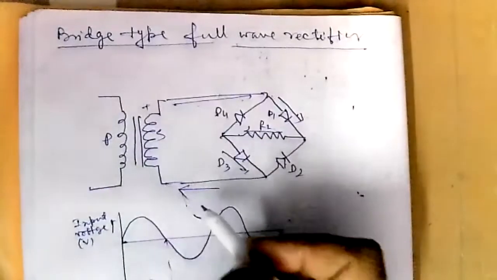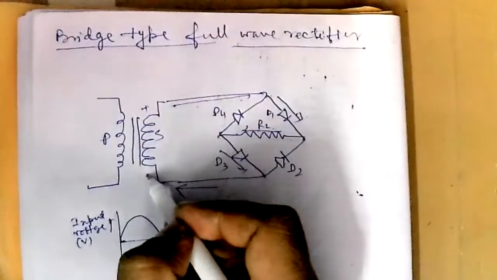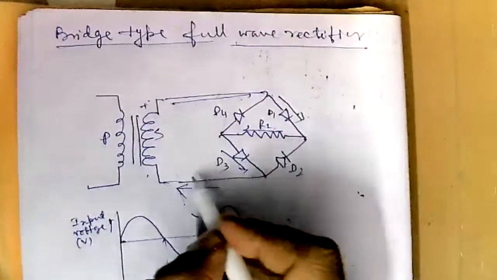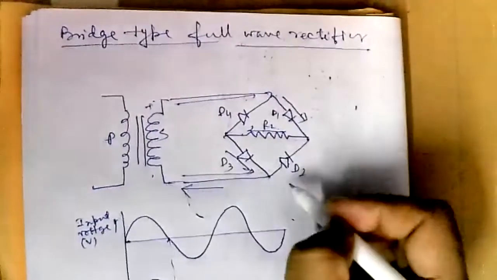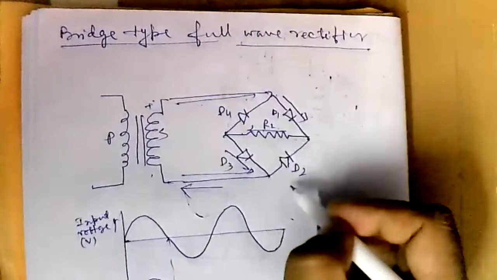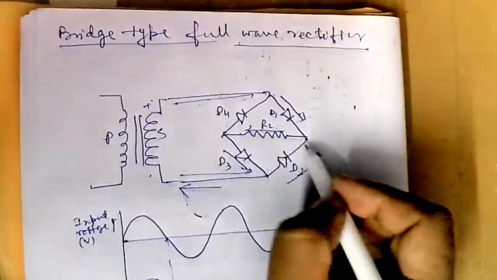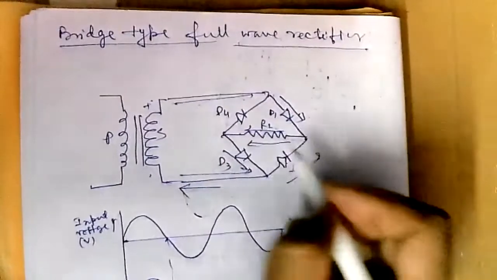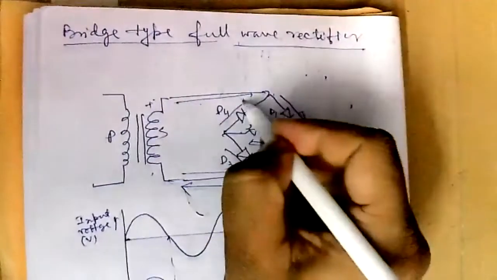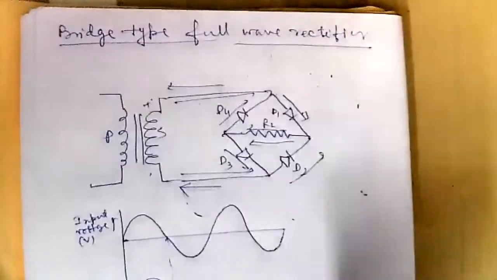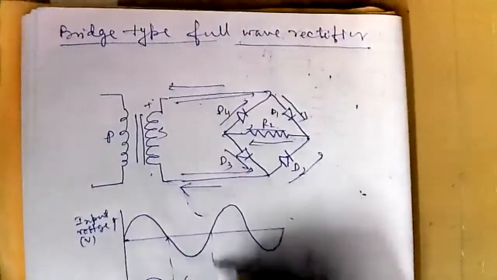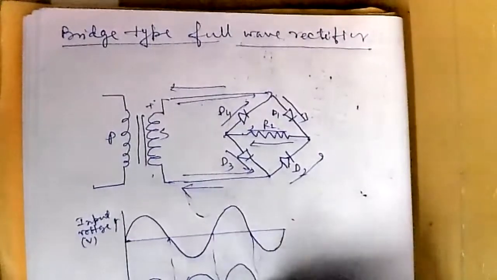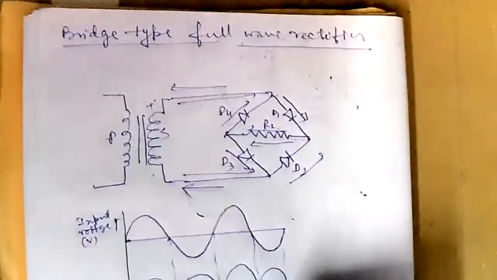Now in the second half cycle, this side is positive and this side is negative. Now the current will flow in this way. D3 will not conduct, D2 will conduct, then current will flow through RL in the same direction, then through D4, it will return to the transformer. So again, the voltage drop across the RL is always in the same direction.